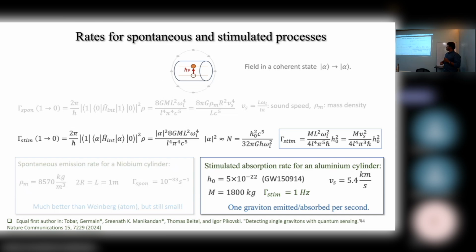But instead, if we look at the stimulated absorption rate, like the photoelectron emission in the photoelectric effect, which is the stimulated absorption of a photon, we see that it improves with the intensity of the incoming radiation field. So one can, in principle, get a stimulated absorption rate of the order of 1 hertz. This means that if gravitational radiation in the LIGO band comes, and we prepare an aluminum cylinder, because Weber was using aluminum, then in the ideal experiment we can have a graviton absorbed and emitted at a rate of 1 hertz, or 1 per second.